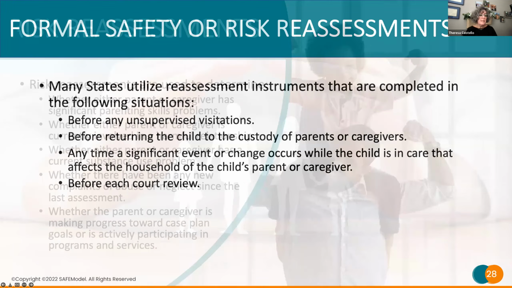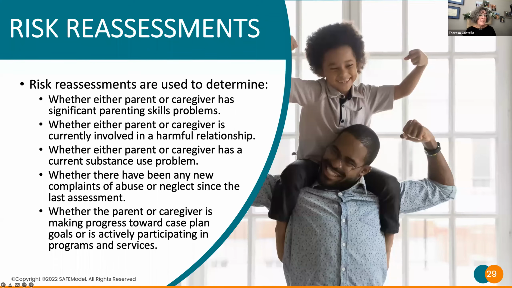Risk reassessments. We also see risk reassessments at key intervals. And we have a couple of slides here where we can see there's a logic to the reason why we're reassessing for risk, which again is our likelihood of future maltreatment. We're going to look for some of those indicators that we used earlier on. So we're looking for how the parent is doing with any parenting skills currently. We're going to look for relationships and any concern about any harmful relationships currently in that reassessment.